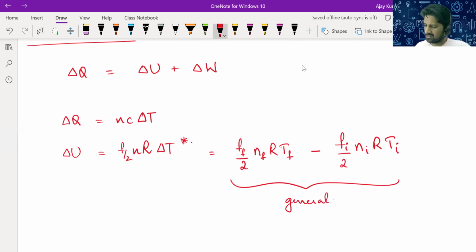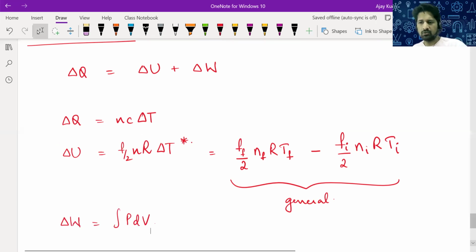But as I said, as far as physics is concerned, what we are interested in is supply of heat and conversion of heat to work. We don't change the number of moles or the type of gas during the process. So degrees of freedom and number of moles, f and n, are not going to change. So mostly this is how you will calculate internal energy changes. And then work done, delta W, is integral P dV.